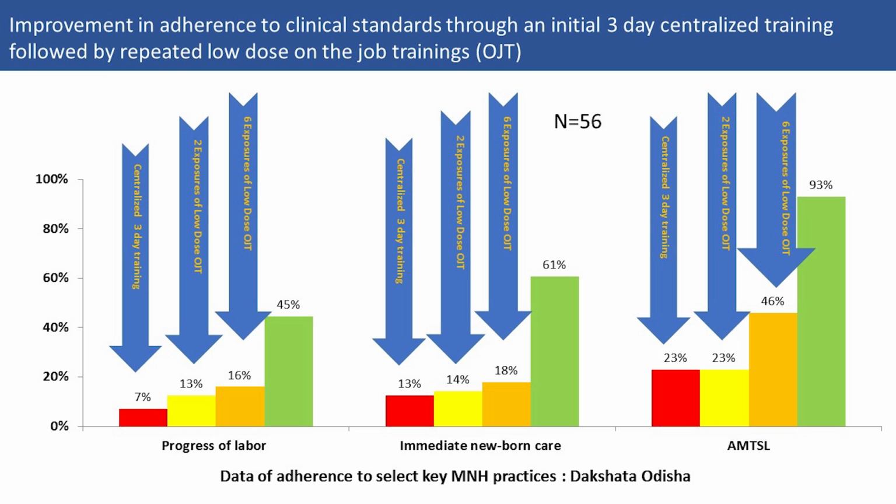So you again see that following an initial training, the translation of practice happens to a very low level of 7 to 13%. But after you have given 6 exposures of low dose on-job trainings, you reach a level of 45% adherence to this practice, and that applies for both immediate newborn care and active management of third stage of labor also.